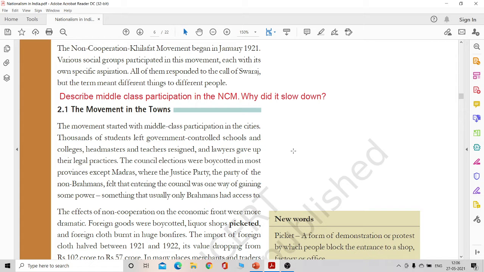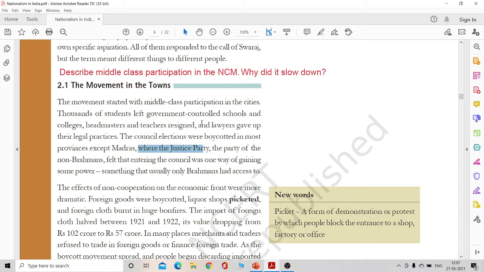So please make sure you remember these groups, because these social groups are picked up, and on the basis of that, the question on their particular participation in the non-cooperation movement is asked, right? Another one marker from within here would be asked, like which party did not take part or did not boycott during the non-cooperation movement? It would be the Justice Party, right?